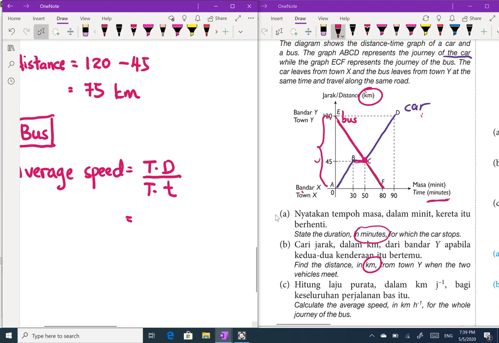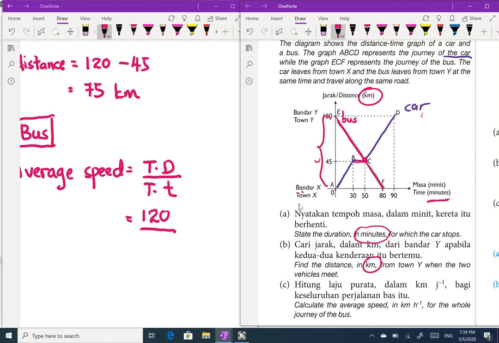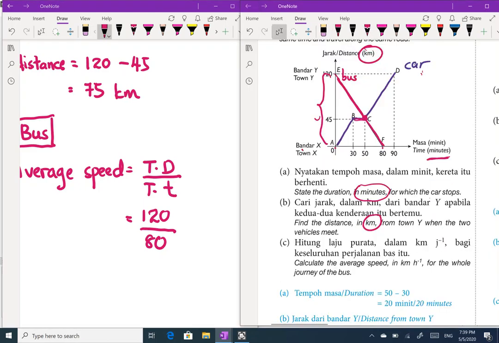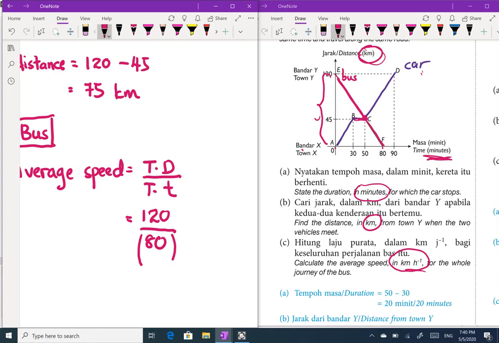Total time is 0 to 80, that means it's 80. Okay, we see the question requests kilometers per hour. This one is kilometers per minute. This one is minutes. How to change to hours? 怎样把分钟变成小时? So you need to divide by 60. 这个是 hour. This one is kilometers. So now you can get the answer, 90 kilometers per hour.